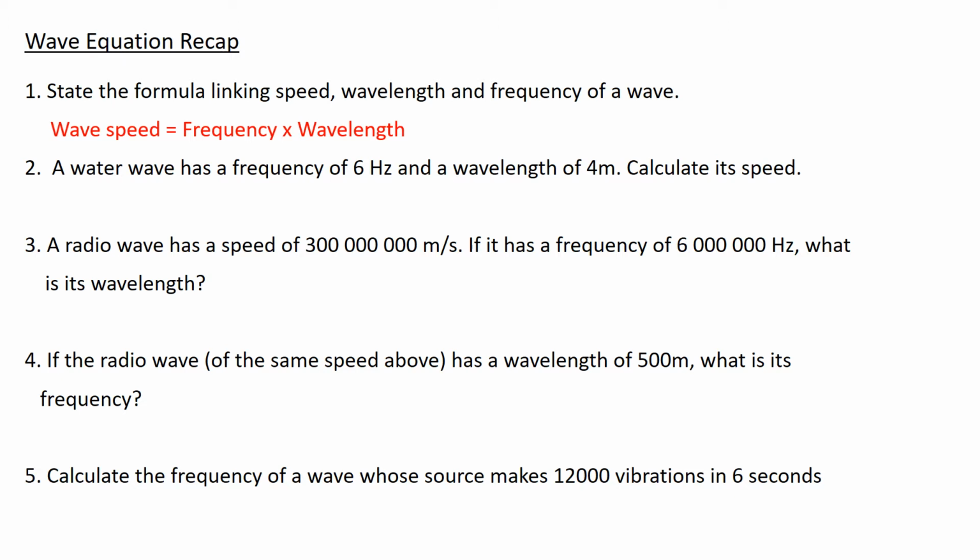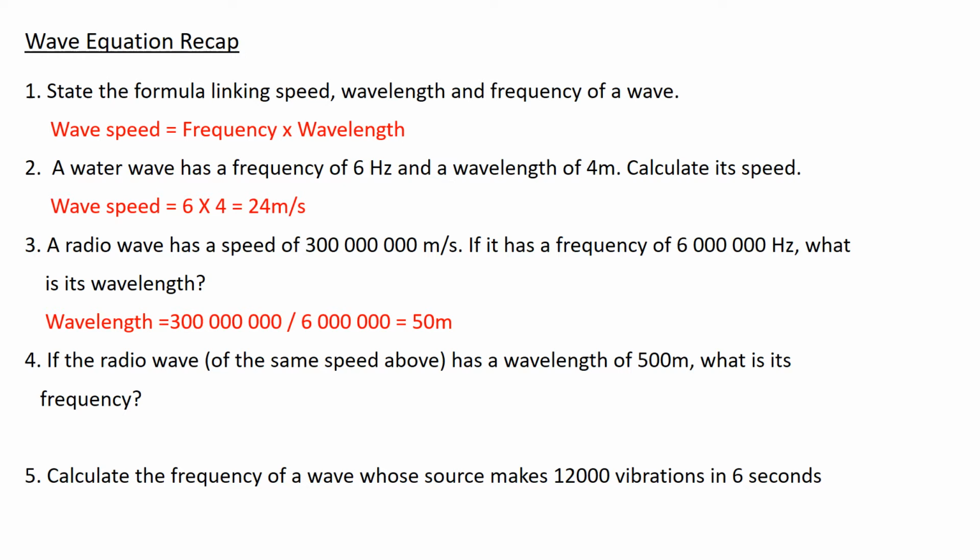So then number 2, a water wave has a frequency of 6 Hertz and a wavelength of 4 meters. Calculate its speed. Hopefully nobody's had to take their shoes or socks off to work that one out. So we do 4 times 6 equals 24 meters per second. A radio wave has a speed of 300, loads of zeros, meters per second, and it has a frequency of 600,000 million hertz or whatever it is. What is its wavelength? It is 50 meters.